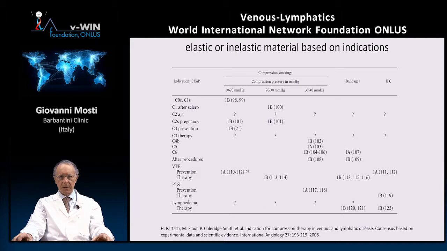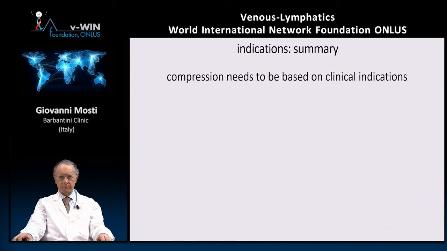So we could consider C0S to C5 kind of elastic stocking kingdoms, while for other indications, like for instance ulcers or deep vein thrombosis or lymphedema, acute stage, the better indication will be for inelastic compression.